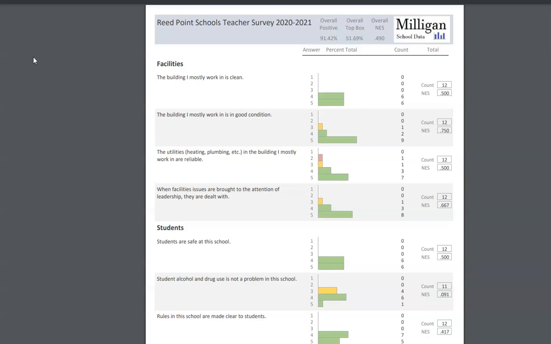The net engagement score is really just a way to take the responses to a particular question or the responses to an entire survey and distill it down to a single number. And with that, you're able to compare one question to another, one survey to another, one school to another, and really use that number across different reports.